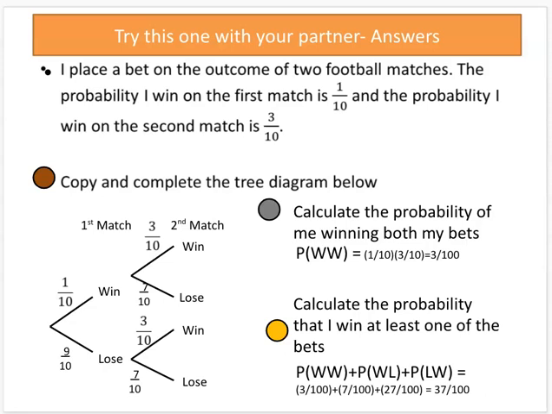All right. Did you get them? So the probability that it's a win-win is 1 out of 10 times 3 out of 10, which is 3 out of 100. The probability that I win at least one, some of you might have thought it was just win-loss and loss-win, so you might have gotten 34 out of 100, but you forgot that at least means I could win them both. So I have to include that as well. It's only a minimum requirement, not a maximum requirement. So instead of 34 over 100, you would get 37 over 100.